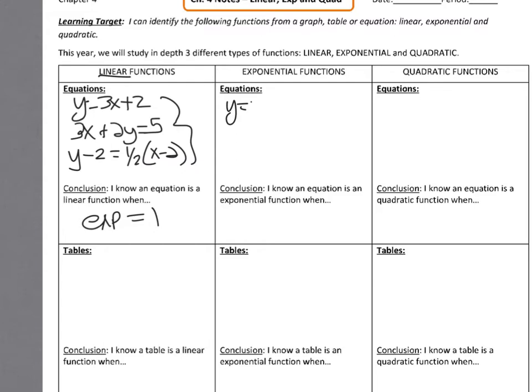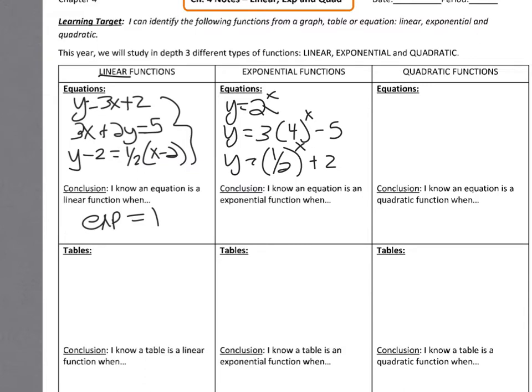Examples of exponential would be 2 to the x, or y equals 3 times 4 to the x minus 5. Y equals 1/2 to the x power plus 2. All of these have in common that they have that exponent of x. So when we see a variable as the exponent, then it's going to be exponential.